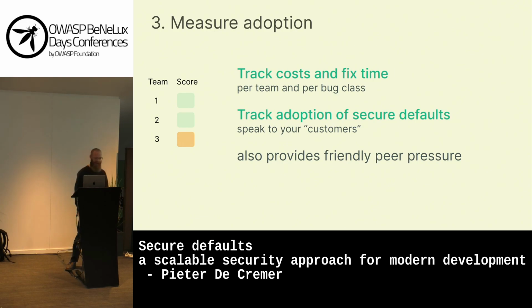And then we will try and measure adoption. It's important to see the effect on your team or on your code. So we will track the cost and time per team and per class, so we can see which teams are adopting it and which are not. And that makes it possible to talk to the teams who are not doing it yet. Why are you not doing it? What is missing from my secure default? How can I make it easier for you to adopt this?